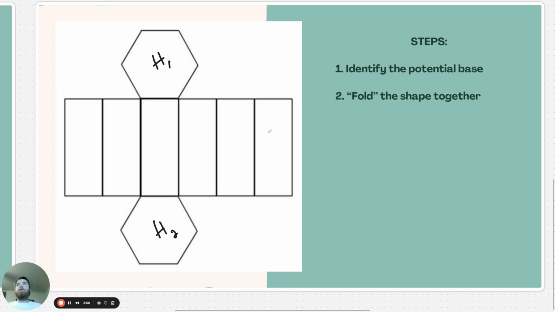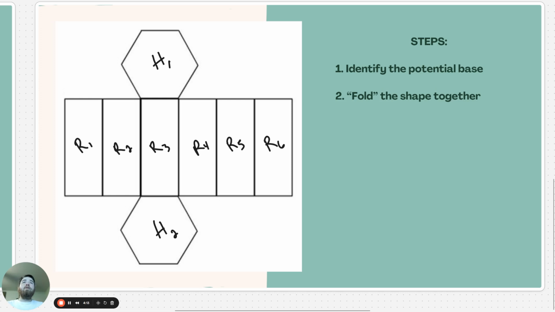Then all of these down here look like rectangles, so we're just going to call them rectangles. We'll do R1, R2, R3, R4, R5, and R6. So those are all of our shapes.